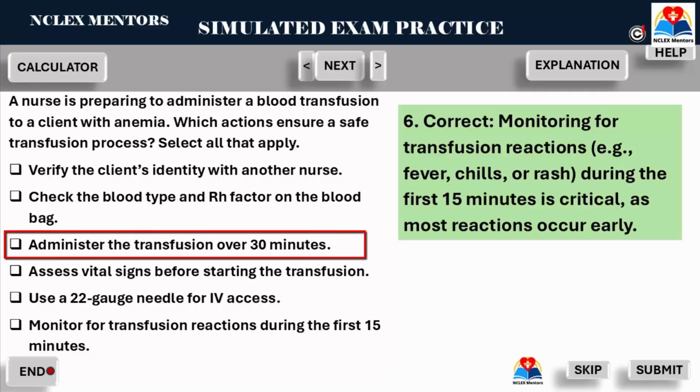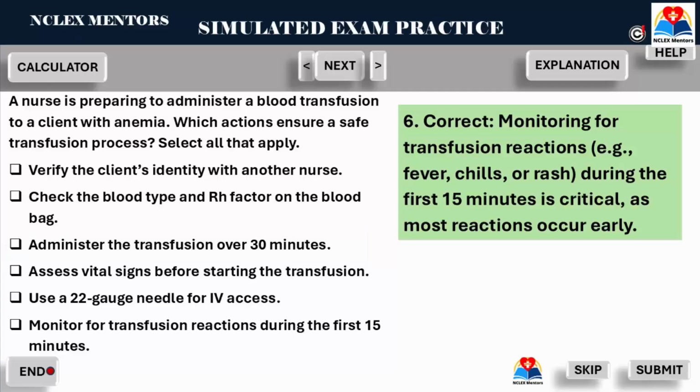Why the others are not correct. 3. Administer the transfusion over 30 minutes. Whoa, way too fast. Transfusions should usually be run over 2 to 4 hours. Going too fast puts your patient at risk for fluid overload or acute hemolytic reactions. Unless it's an emergency situation with provider orders, slow and steady wins here.